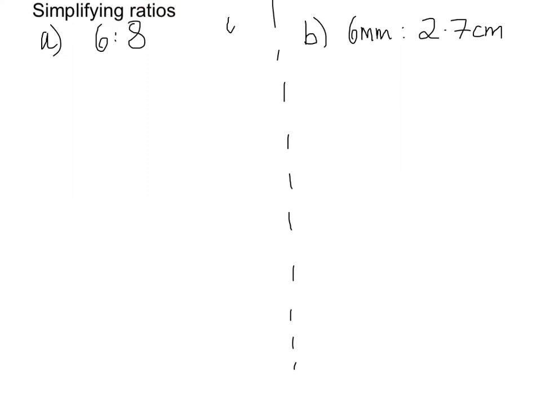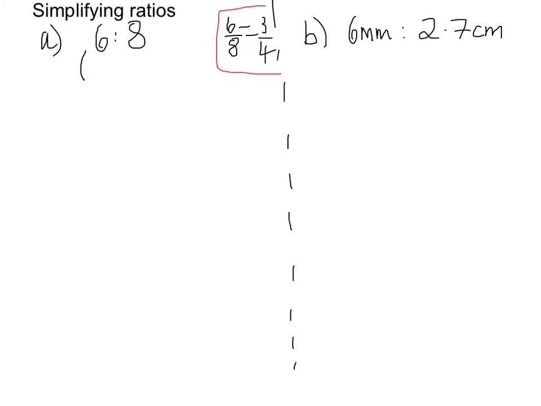So imagine if you were trying to simplify the fraction 6 over 8, we'd find a number that goes into 6 and 8 and divide top and bottom by that. So a number that goes into 6 and 8 is 2. So divide 6 by 2, you get 3. 8 by 2, you get 4, and you simplify it to 3/4. So that is how you do it with fractions, and doing it with ratios is exactly the same.